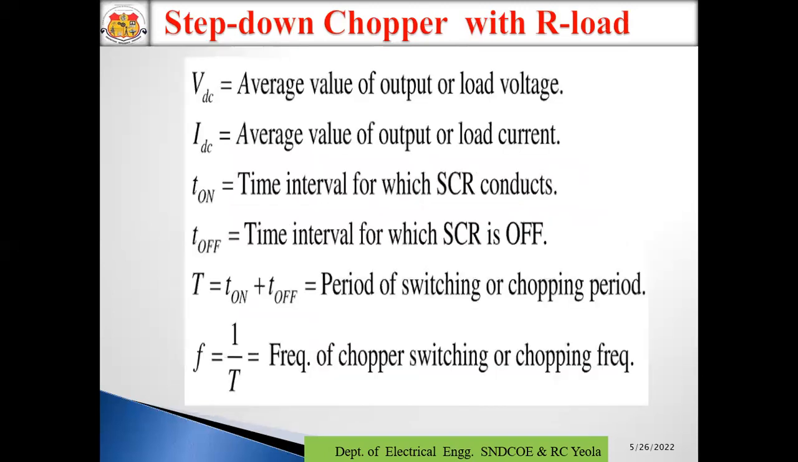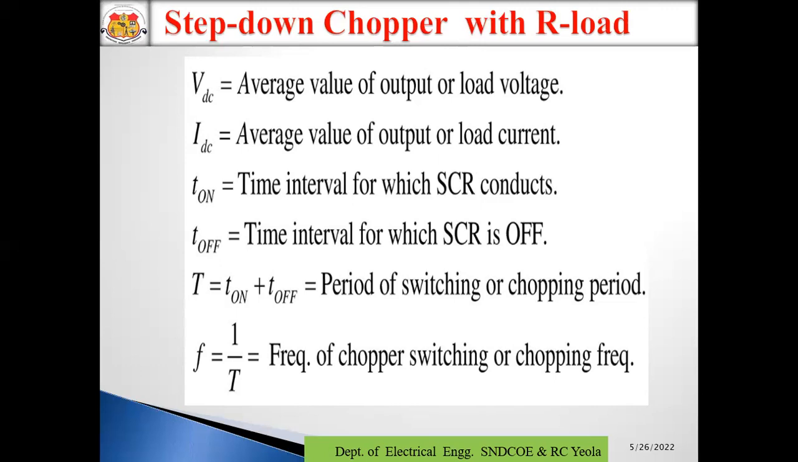Now you can see here the notations and some equations for the step-down chopper with R load. One is V DC, that is the average value of output voltage or load voltage. I DC, that is the average value of output or load current. Small T on is the time interval for which the SCR conducts. And T off is the time interval for which the SCR is off. The total time period is T on plus T off, that is the period of switching or chopping period. And the last parameter is F, where F is equal to 1 by T.